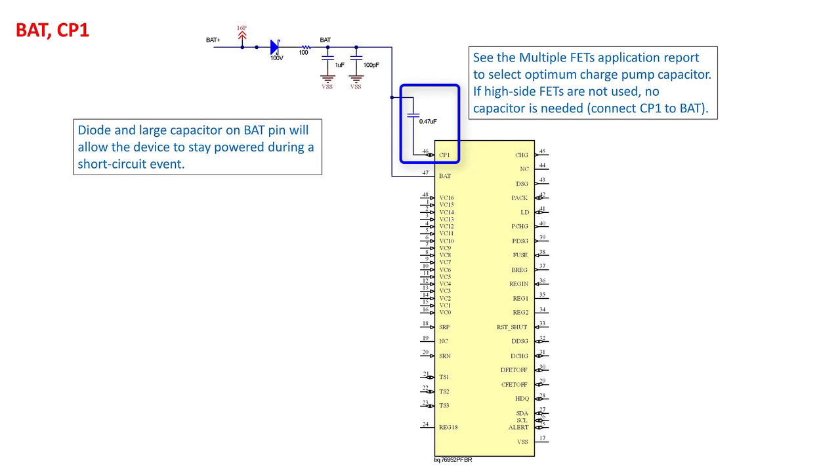If the charge and discharge high-side FET drivers are not used, the charge pump capacitor is not needed and the CP1 pin can connect directly to the BAT pin. For this configuration, the charge pump should be disabled in the device registers. See the FET configuration section of the technical reference manual for details.